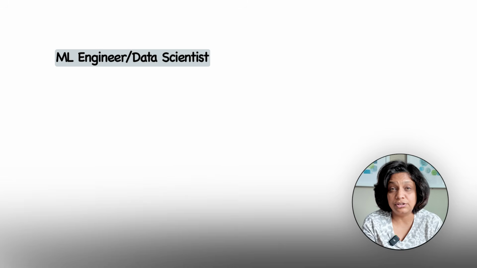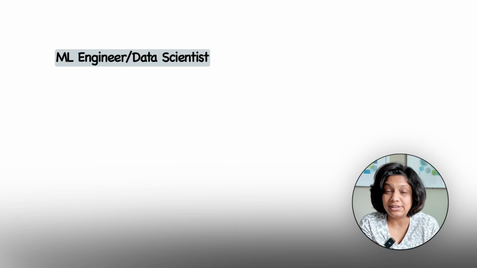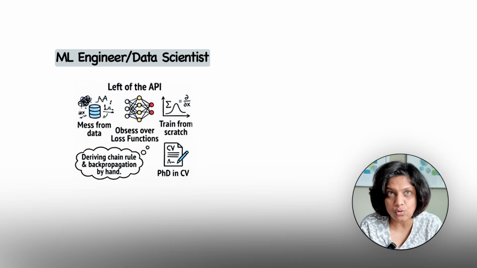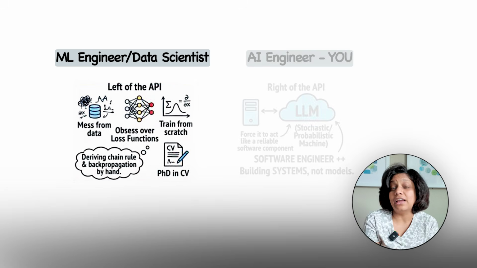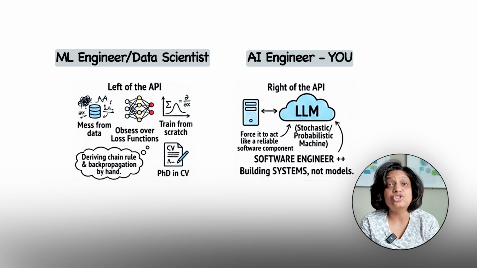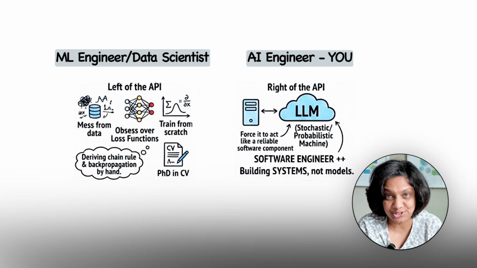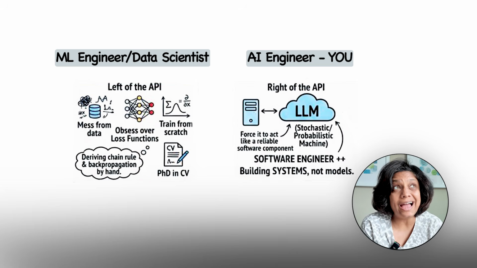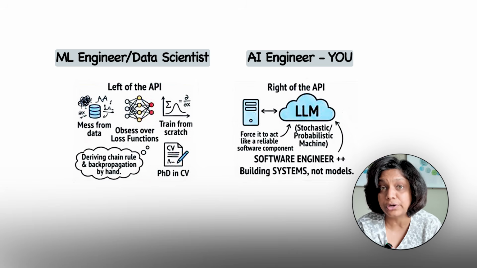An ML engineer or a data scientist lives on the left side of the API. They curate data, train models from scratch, and obsess over loss functions. Now, an AI engineer lives on the right side of the API. Your job is not to derive the chain rule, it is to force the large language model to act like a reliable software component. And because these starting points are so different, you cannot follow a generic roadmap.